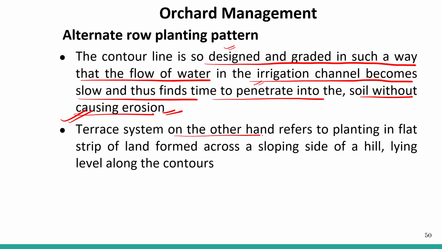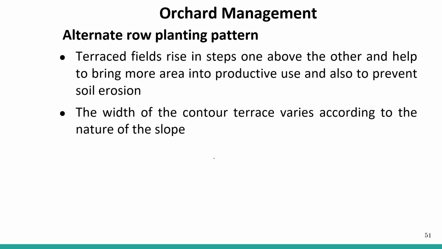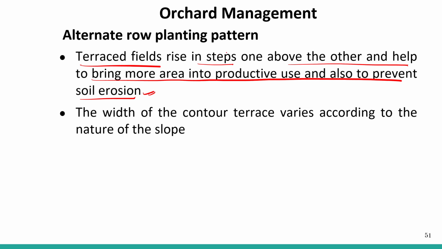Terrace system, on the other hand, refers to planting in flat strips of land formed across the sloping side of hills, lying level along the contours. Terraced fields rise in steps, one above the other, and help to bring more area into productive use and also prevent soil erosion. So terrace fields are there. We are having some steps, right? And those steps are very important as they prevent soil erosion.